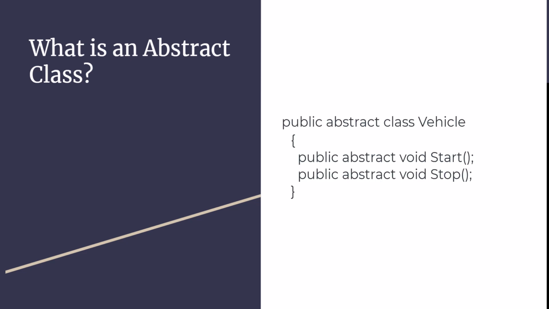What is an abstract class? Well, an abstract class is like a blueprint for making other classes. Imagine we have an abstract class vehicle with two rules, start and stop. Any class based on vehicle must follow these rules, but we don't tell them exactly how. In this code, vehicle is like our blueprint. It says, any class based on me must know how to start and stop. But I won't tell you how to do it because different vehicles do it in their own way.